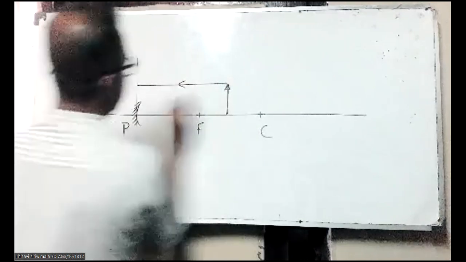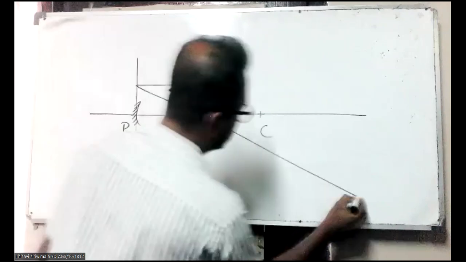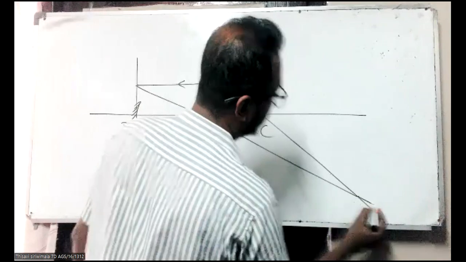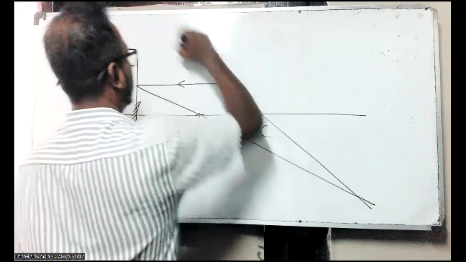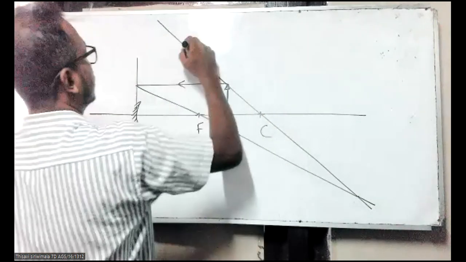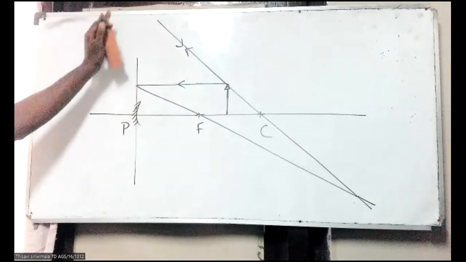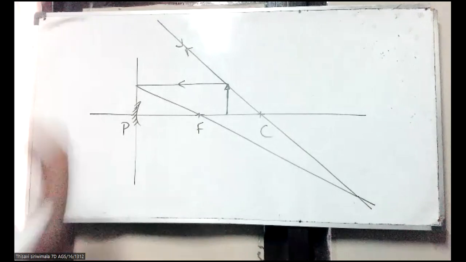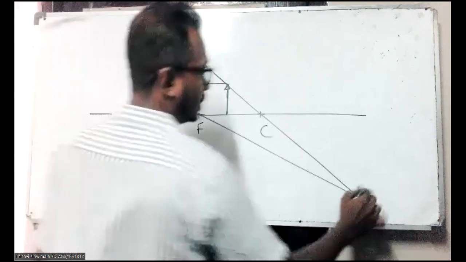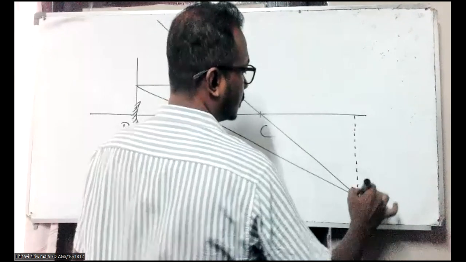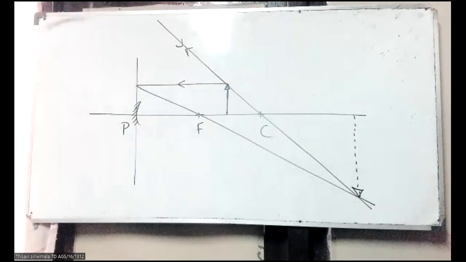The ray parallel to the principal axis will go through the focus, and the one going through the center will follow the same path. They get intercepted here. This one will get reflected from the mirror, so you can't draw it. The board is not big enough, so that's okay. This is the place where we get the image. So as you can see, it is inverted, magnified, and real image.